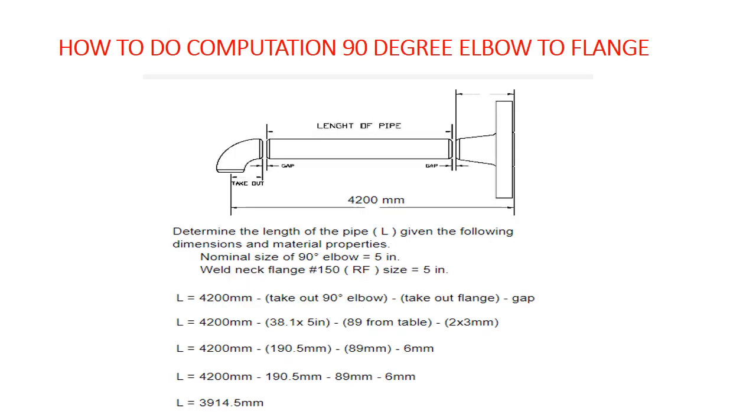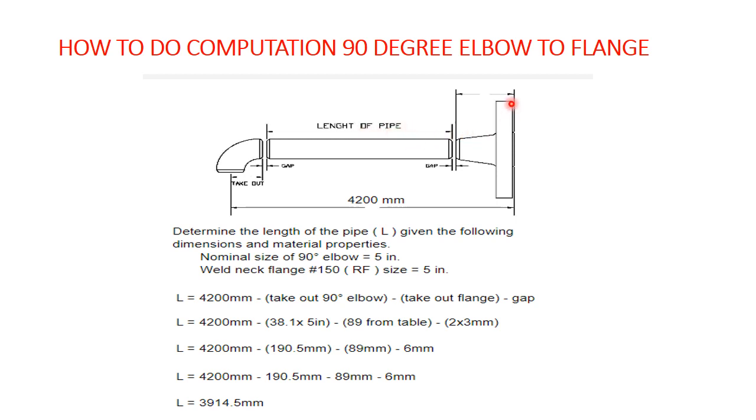Next question asked by my student, how to do computation 90-degree elbow to flange. It's also very easy, you will understand it. The question says, determine the length of the pipe L given the following dimensions and material properties. Nominal size of 90-degree elbow is 5 inch. Weld neck flange 150 RF, raised face, size equal to 5 inch. Now we have to calculate this length from here to here, length of the pipe.